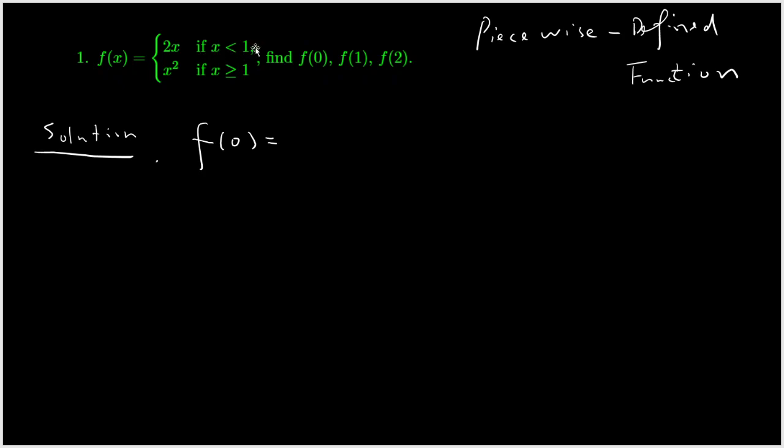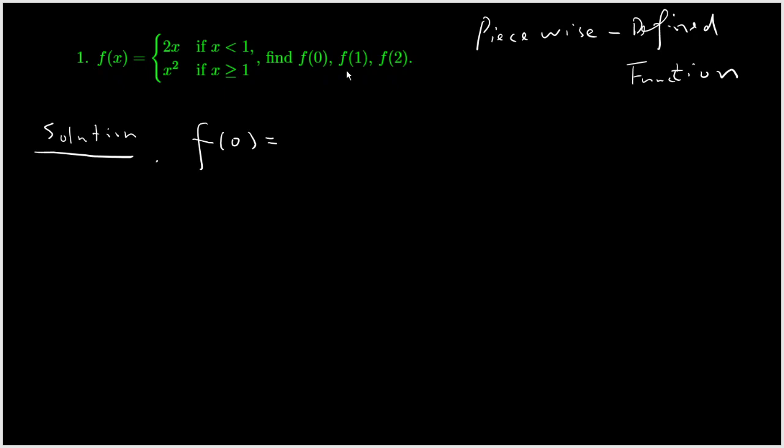0 is on the top piece, so you use the formula 2x to get the output. The answer is coming from 2 times 0, right? So the answer on the screen is right. But I'm going to write one more step to show you which formula you are using to get the output.